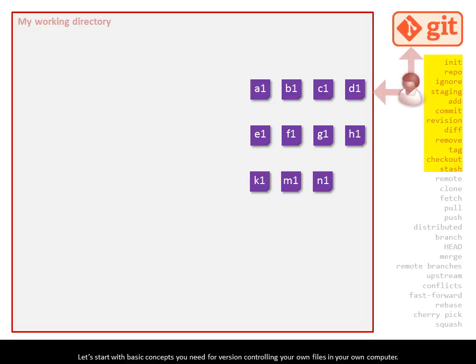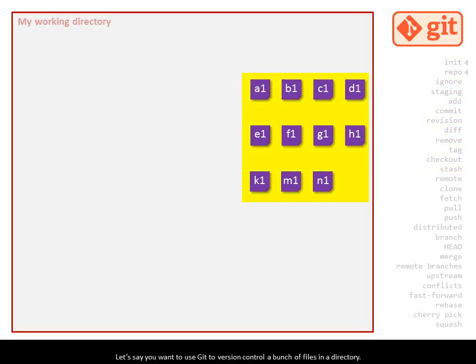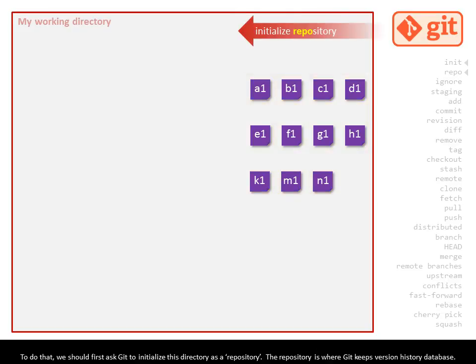Let's start with basic concepts you need for version controlling your own files in your own computer. Let's say you want to use Git to version control a bunch of files in a directory. To do that, we should first ask Git to initialize this directory as a repository. The repository is where Git keeps version history database. Repo is the short name for repository.